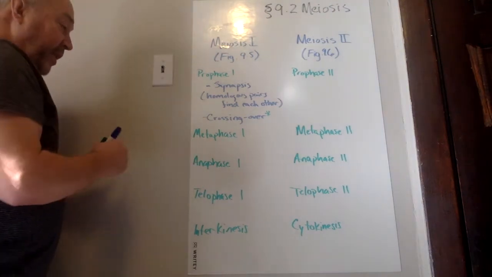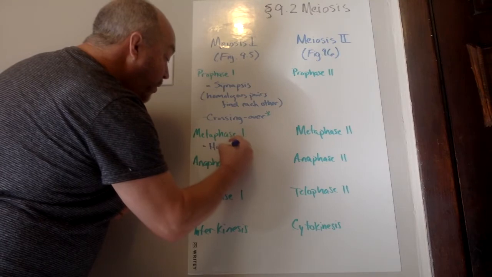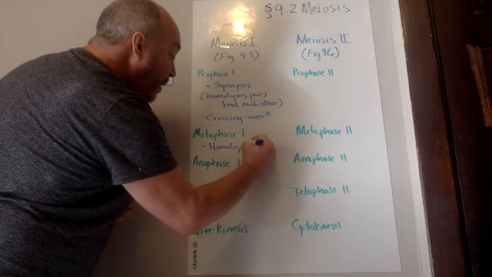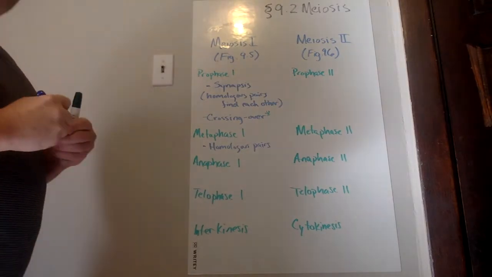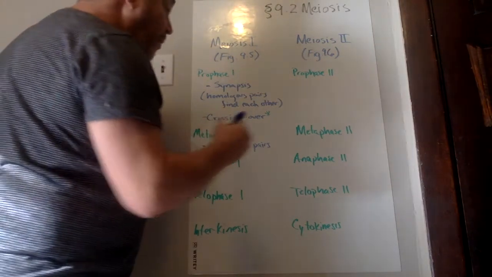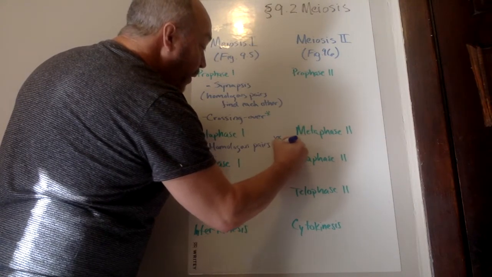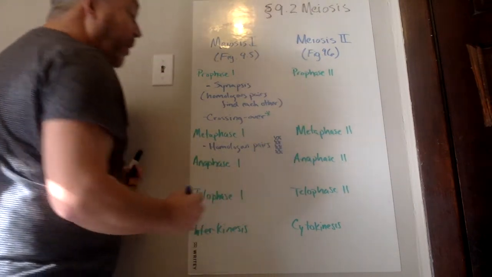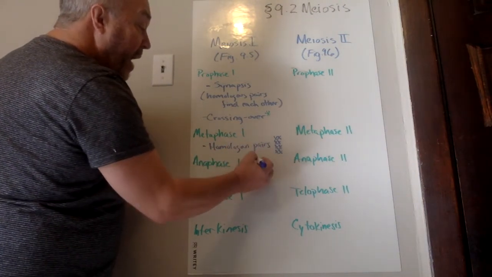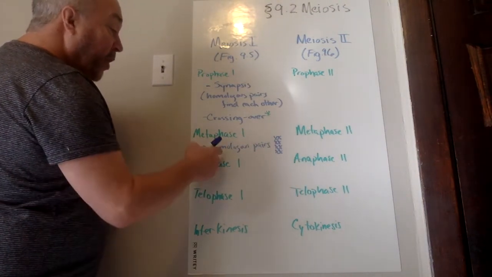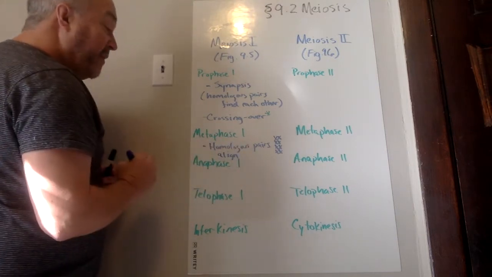Then in metaphase, the homologous pairs line up. So we did this simulation in class. And remember, they line up on that metaphase plate. So now we will have a set of pairs next to each other near that equator, in that line, so that in the next step, half of them can go one way, half of them can go the other way. So homologous pairs are going to align during metaphase.